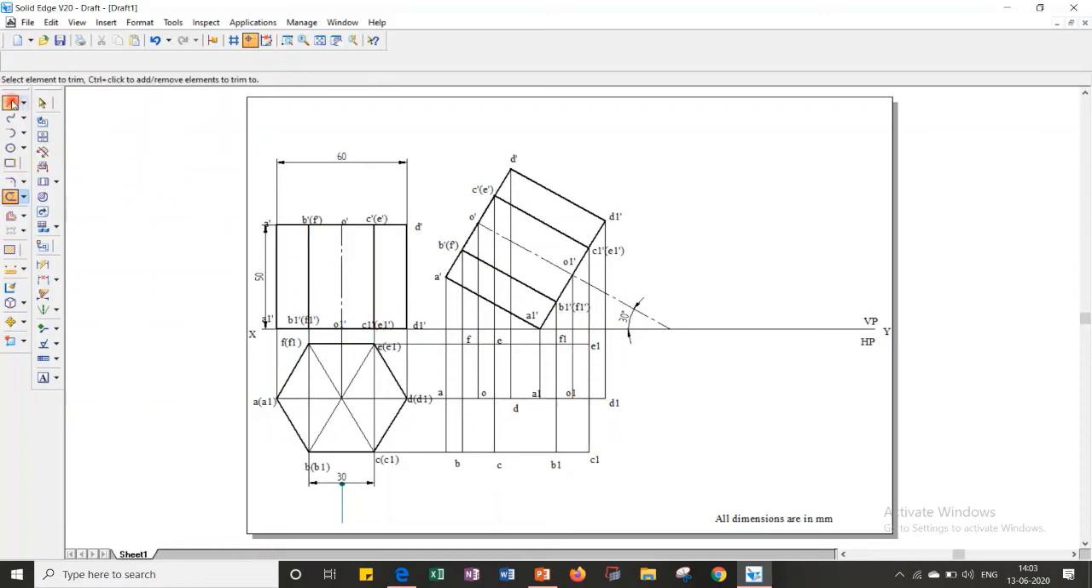First concentrate only on outermost points. We will start with point A to B, C, B1, C1, D1, E1, F1, E, F, and back to A. So I have connected all the outermost points first. Now we'll concentrate on inner points. There are 2 inner points, point D and point A1.